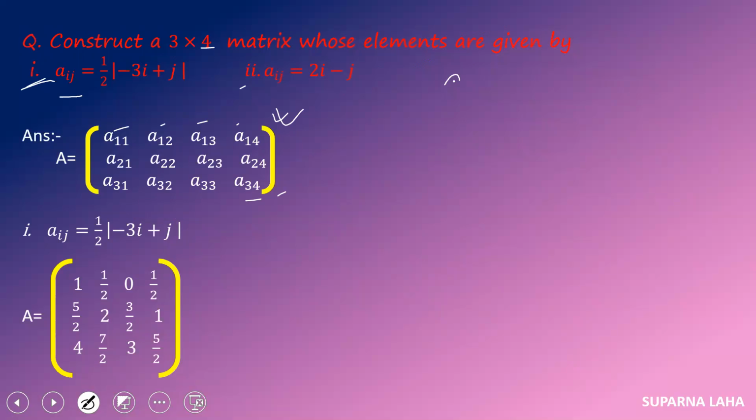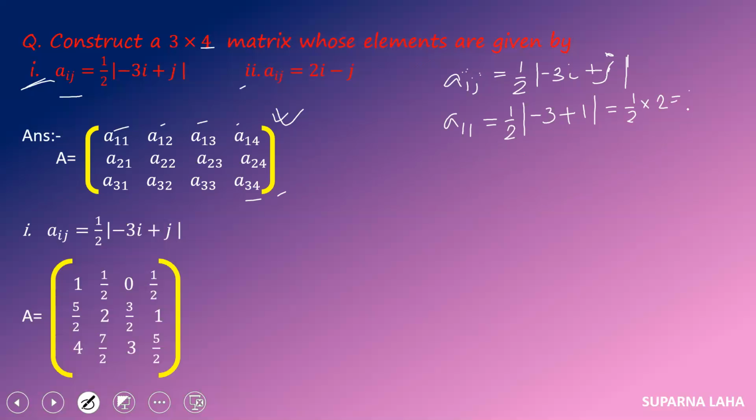So what is the formula given? Aij is equal to half mod of minus 3i plus j. So if I choose i equal to 1 and j equal to 1, that means we will find this element A11. Put i equal to 1 and j equal to 1, that means half of mod of minus 3 into 1 minus 3 plus 1, that is mod of minus 2, that means 2, and half into 2 is only 1.